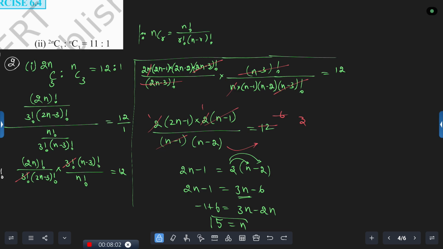So what n value am I getting for the first subdivision? 5. What am I getting, my dear? 5 is the n value for the first one. Is it okay, what I did?